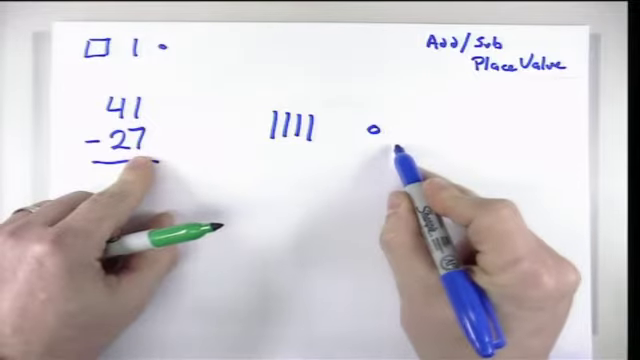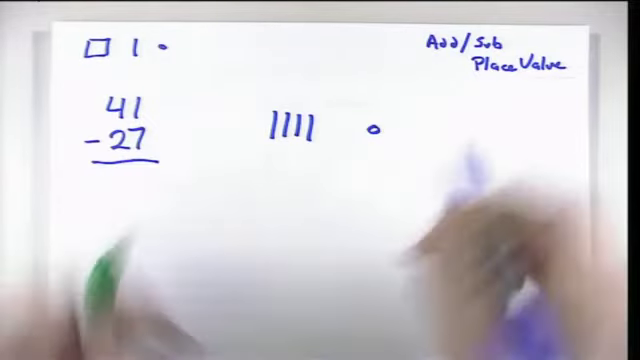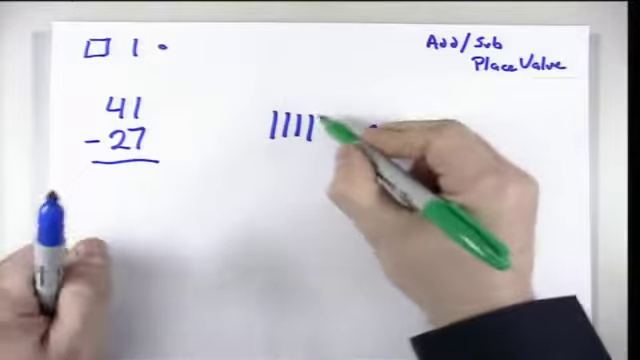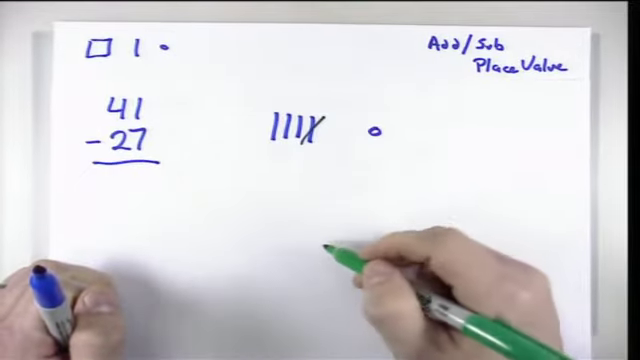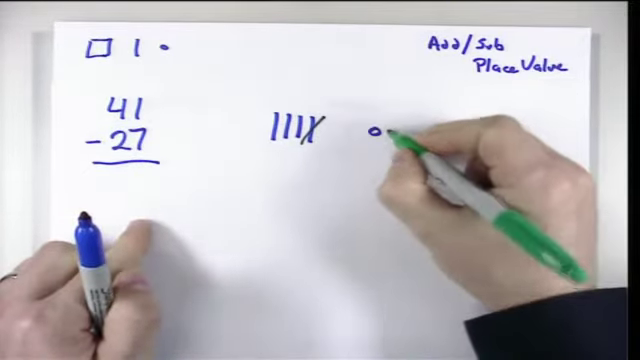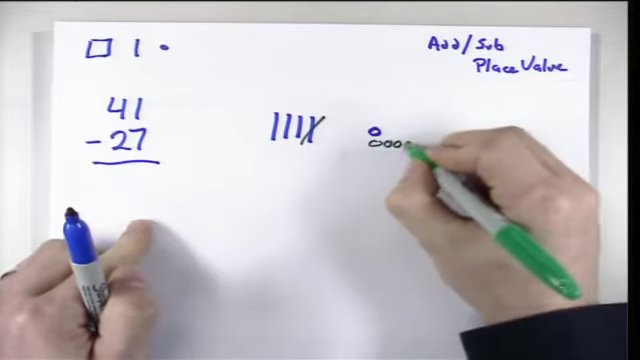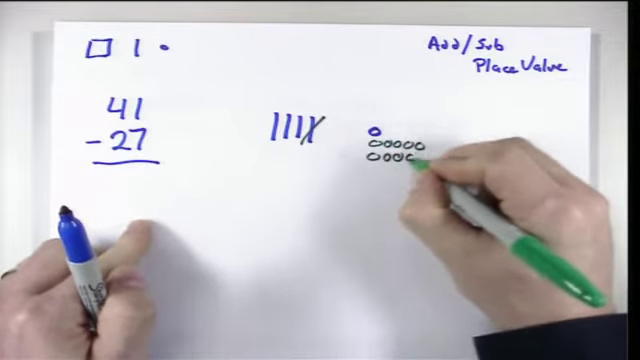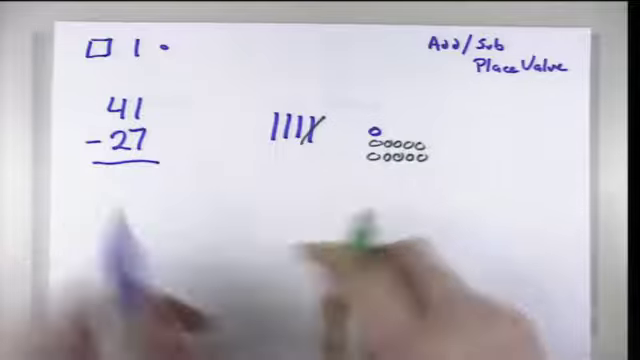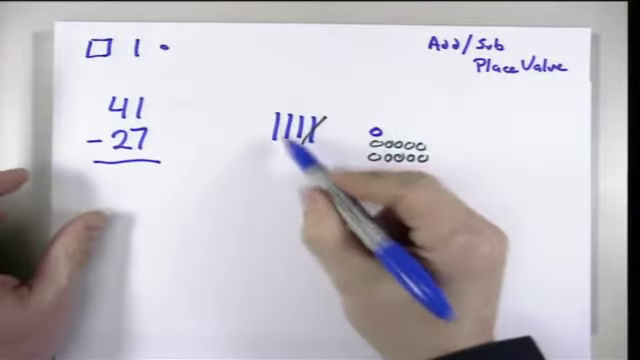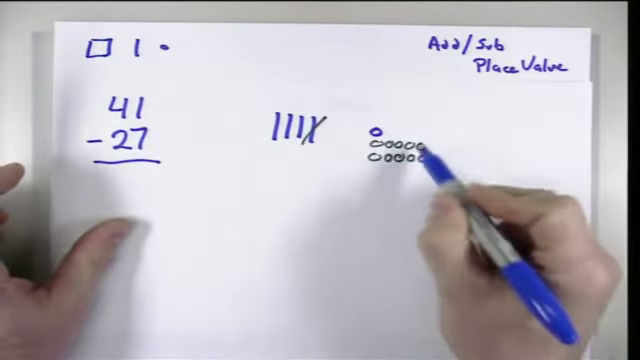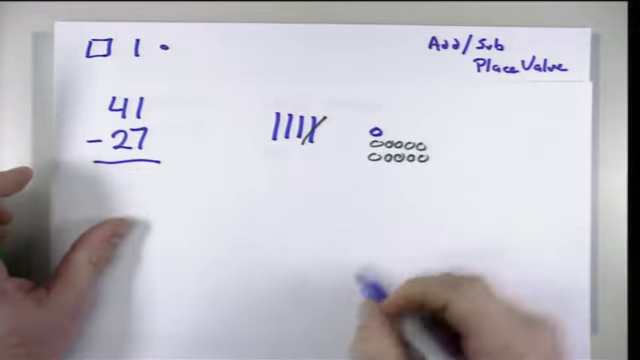ones. Well, I can't cross out 7 ones. I don't have them. So to create those, I'm going to get rid of one of my tens and give myself 10 more ones. 1, 2, 3, 4, 5, 6, 7, 8, 9, 10. Now, I can still subtract my 2 tens, and now I have 7 ones over here that I can subtract.